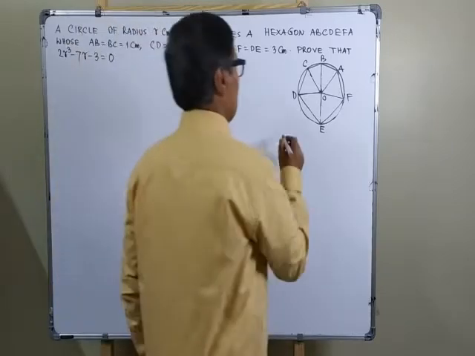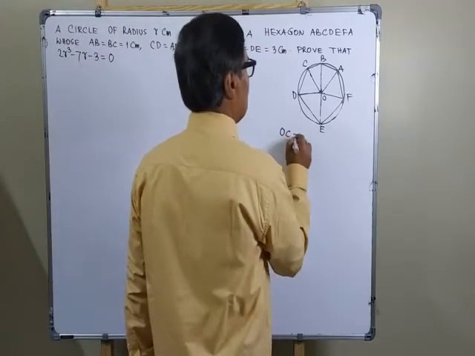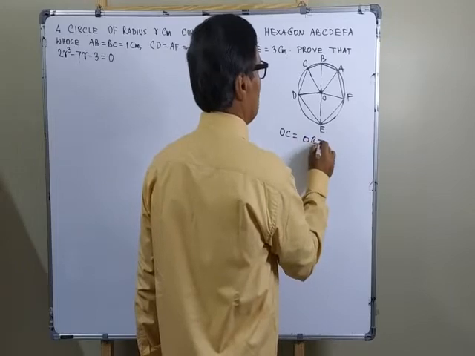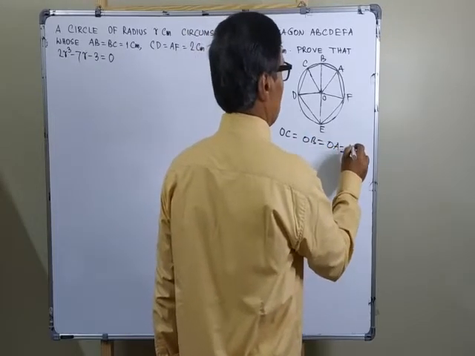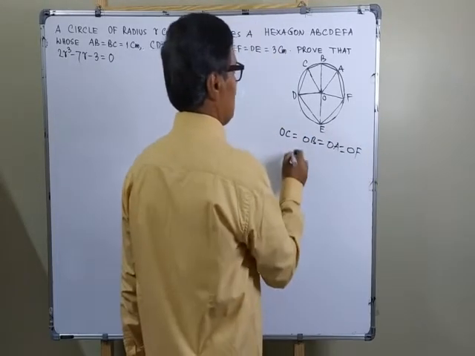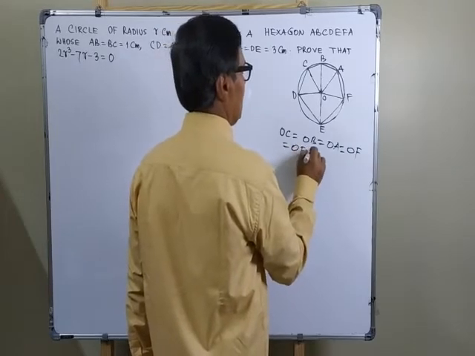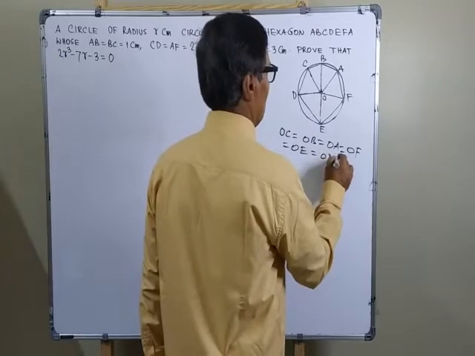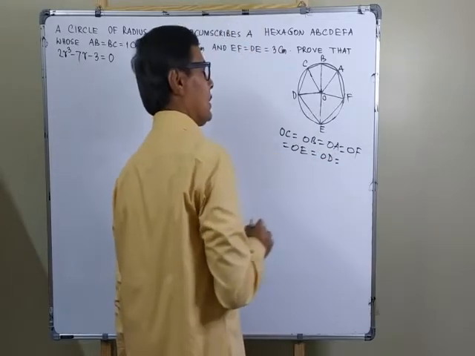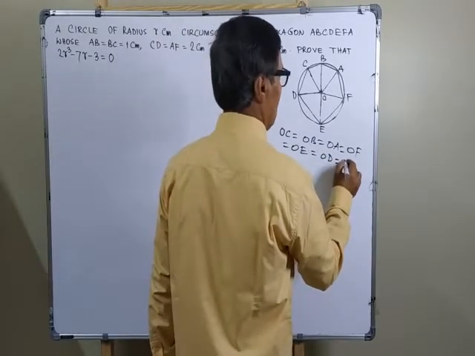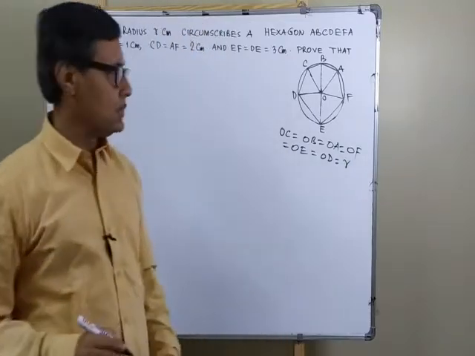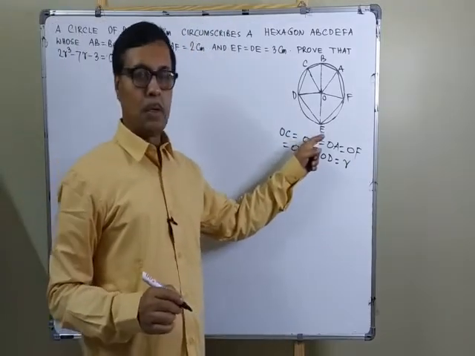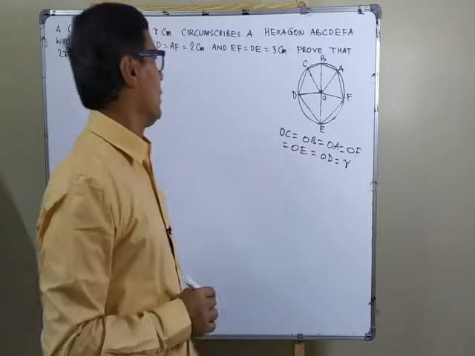So, OC is equal to OB, OA is equal to OF is equal to OE is equal to OD. These are all the radii of this circle, which is of length r, this is given.